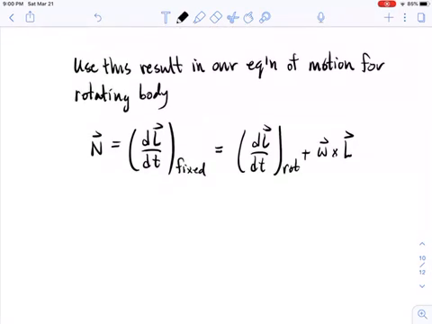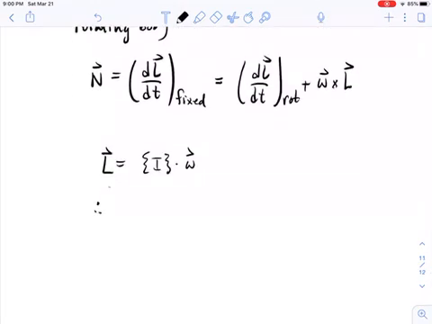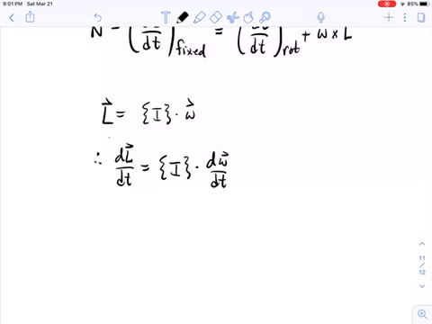Okay, we know that dL/dt is equal to the inertia tensor dotted with, let me back up. We know that L is equal to the inertia tensor dotted with the angular velocity. And so that means dL/dt is, the inertia tensor is a constant, but then we have d omega/dt, like so. And we also could write that omega cross L is going to be omega cross I dot omega.